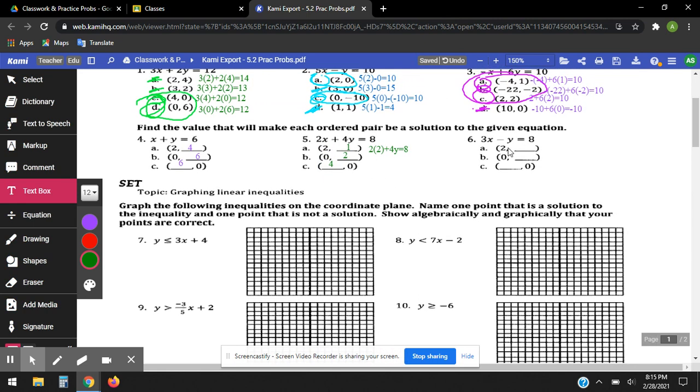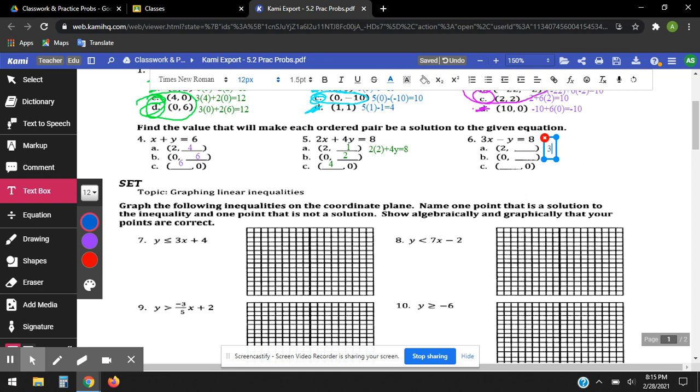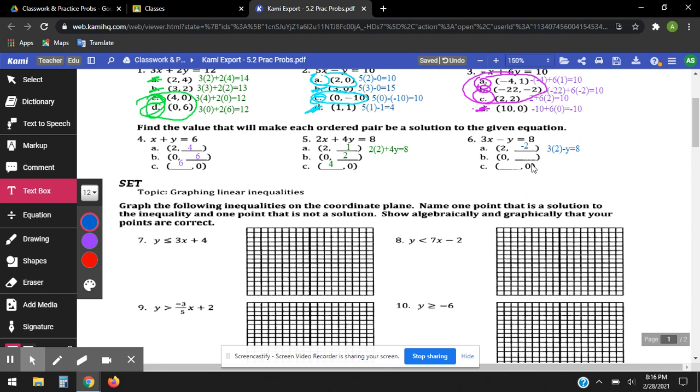All right, the last one. Here, let's type this one out too, because we got that 2 in there. So 3 times 2 minus y equals 8. So 6 minus what equals 8? Well, if I have a positive and I'm trying to get bigger with subtraction, that means I have to have a negative. So 6 is 2 away from 8, so it must be a negative 2. 6 minus a negative 2 would be a plus 2, so that's 8.